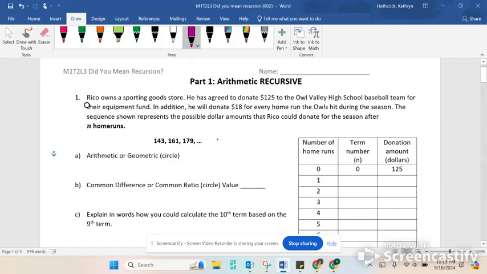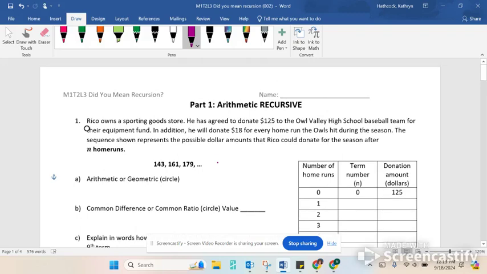Hello again. All right, today we are looking at arithmetic recursive, arithmetic explicit. We're looking at all of the formulas. We're going to do one video with arithmetic, one video with geometric, so stay tuned for part 2. But first, let's do this one. This is part 1, so make sure you're on part 1 with me.